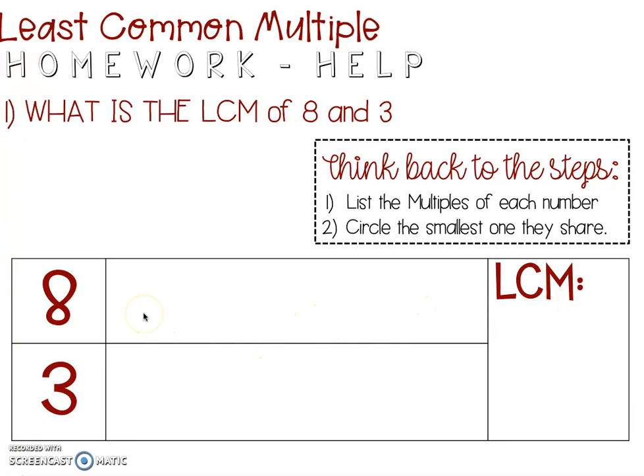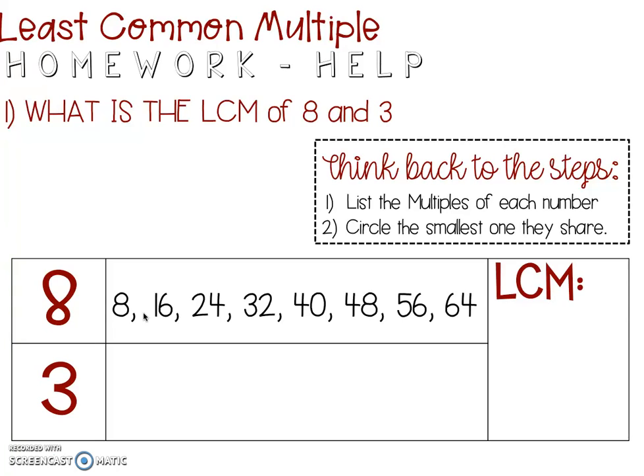All right, so when I think about multiples for 8, all we have to do is like 8 times 1, 8 times 2, 8 times 3, okay? So our multiples for 8 are 8, 16, 24, 32, 40, 48, 56, 84.